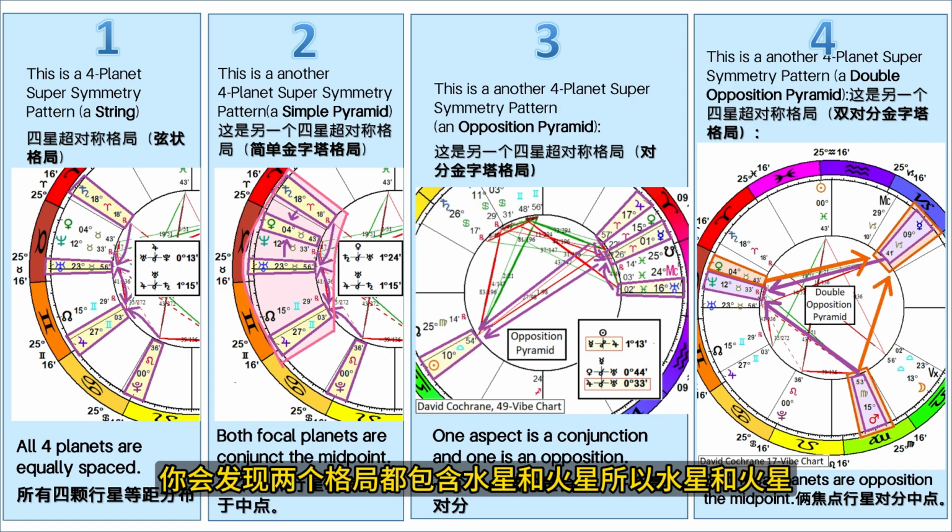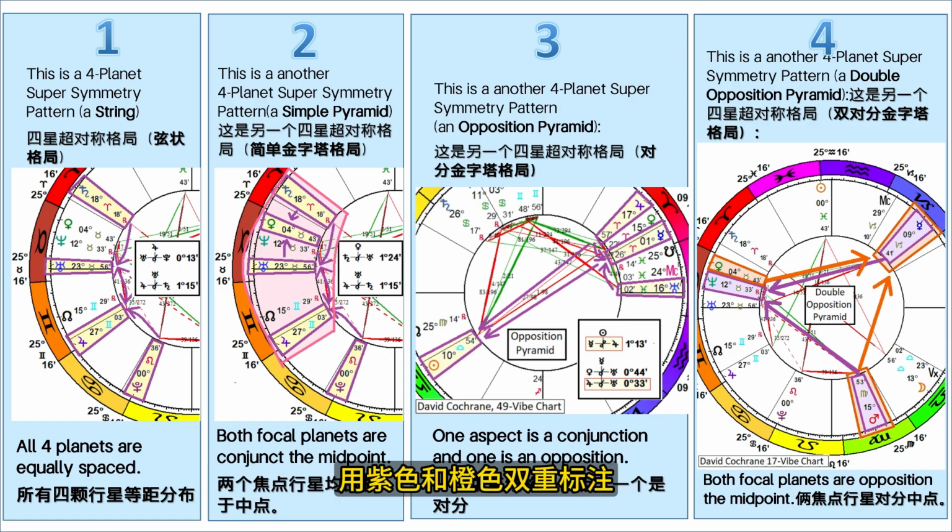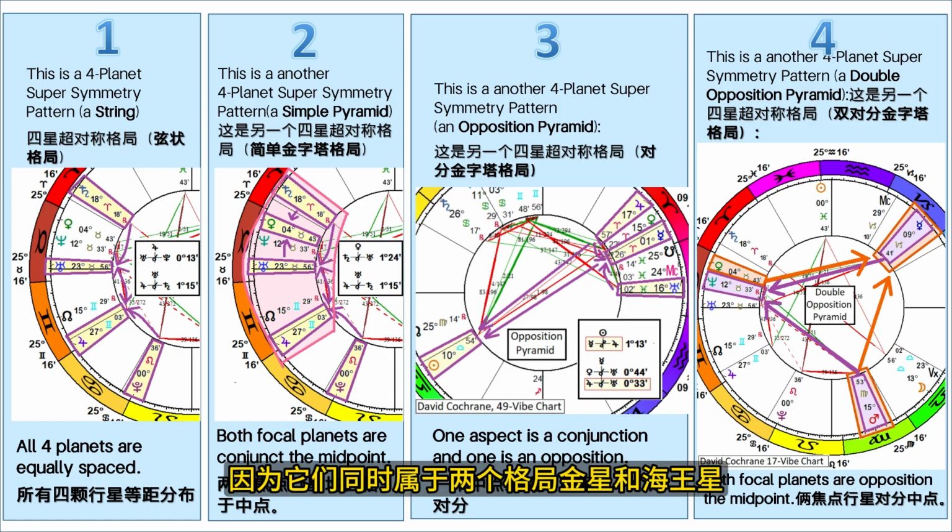So Mercury and Mars are both colored in the purple and the orange, because they're in both of them. And then Venus and Neptune, those are the planets that are different. So it's a double opposition pyramid.